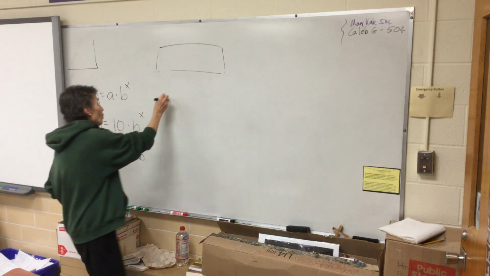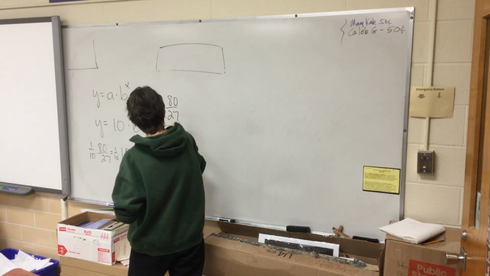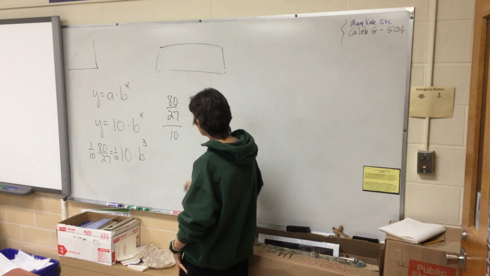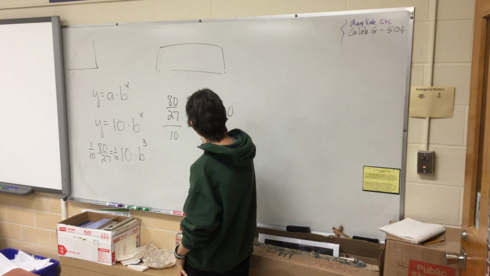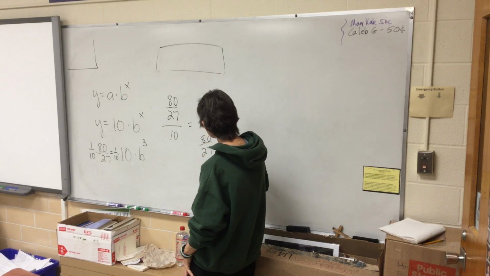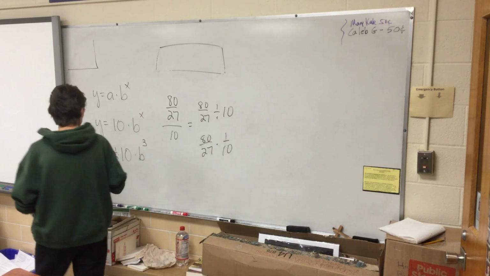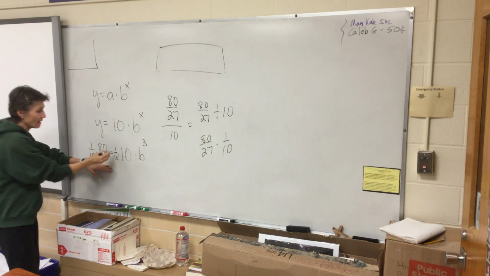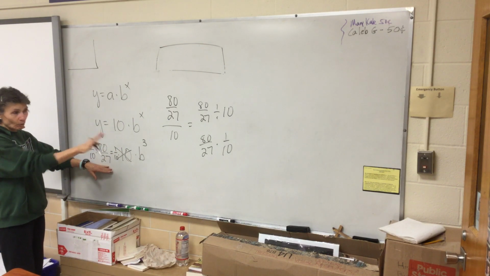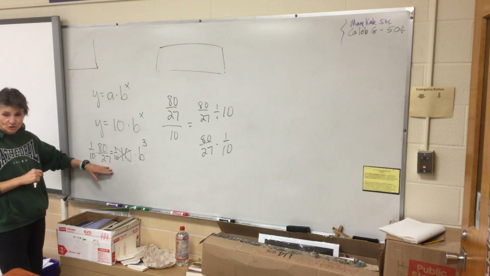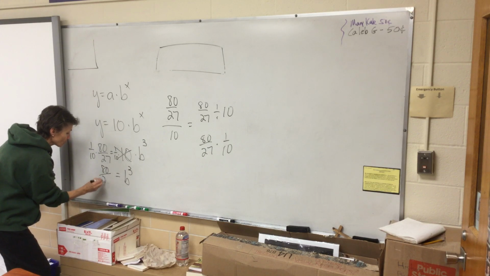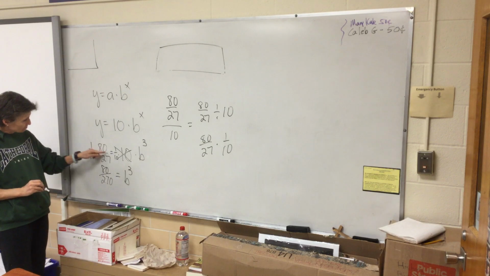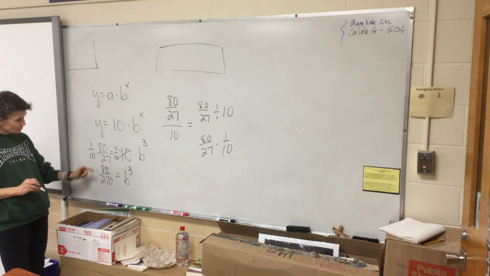Now, if you want to divide by 10, you guys, you absolutely can. That's going to be 80 over 27 divided by 10, which is 80 over 27 times 1/10. So you're going to end up doing exactly the same thing I'm doing, and it's perfectly okay if that makes more sense to you. So now b cubed equals 80 over 270. Multiply straight across, 80 over 270.